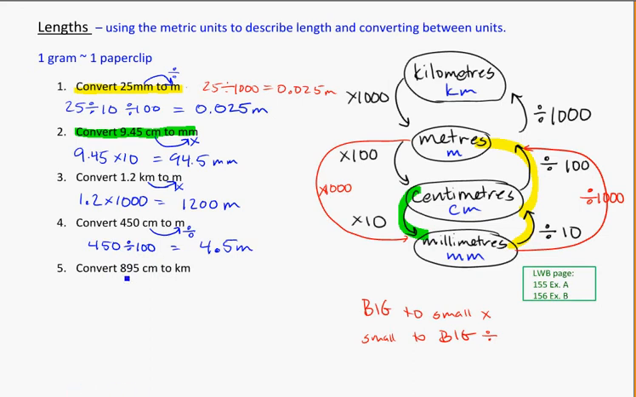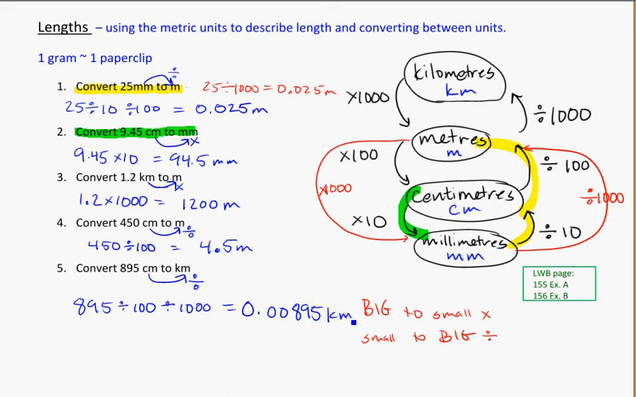And then the last one, converting from centimeters to kilometers. That's a long way around, so we have to go from centimeters up to kilometers. So that's dividing by 100 and then dividing by 1,000. Going from little to big, I'm dividing. So 895 divided by 100 divided by 1,000. And we should get a really, really small number. In this case, we're going to get 0.00895 kilometers.